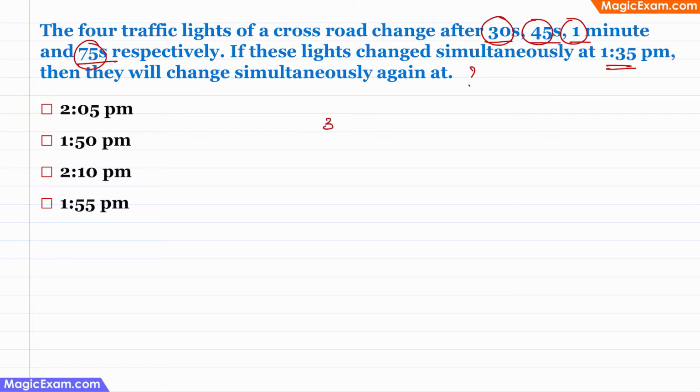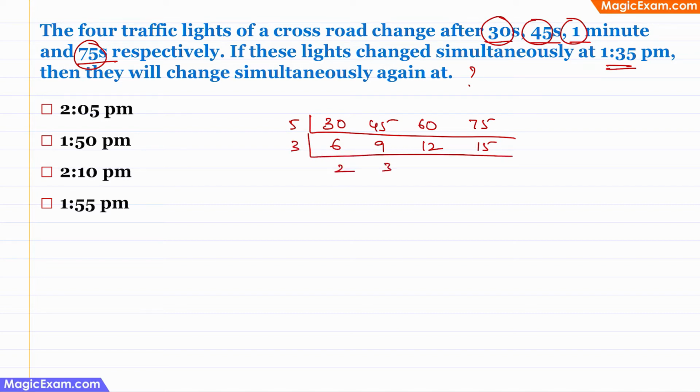So let's take the LCM of 30, 45, 60 and 75. Let's first do it with 5. 5 sixes are 30, 5 nines are 45, 5 twelves are 60, 5 fifteens are 75. Next, let us do it with 3. 3 twos are 6, 3 threes are 9, 3 fours are 12, 3 fives are 15. Next, let us do it with 2. 2 ones are 2, 3, 2 twos are 4 and 5.